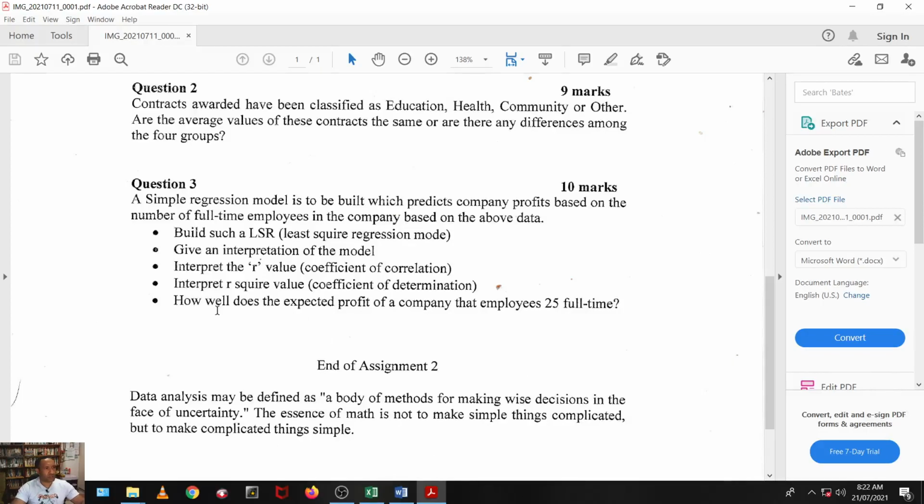Let's look at question 3. Question 3 carries 10 marks. And question 3 reads, a simple regression model is to be built which predicts company profits based on the number of full-time employees in the company based on the above data. And the first thing that we need to do is build such a least square regression model.